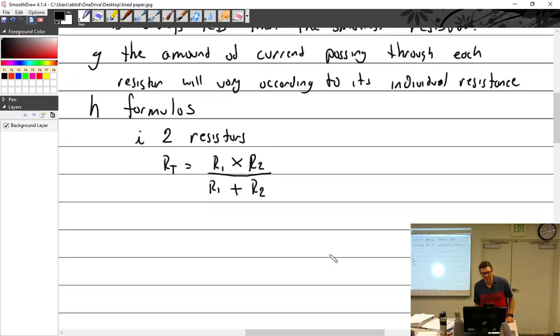I use this formula exactly twice a year. Once today and once a year ago today. And I will use it again once. I don't even know it.